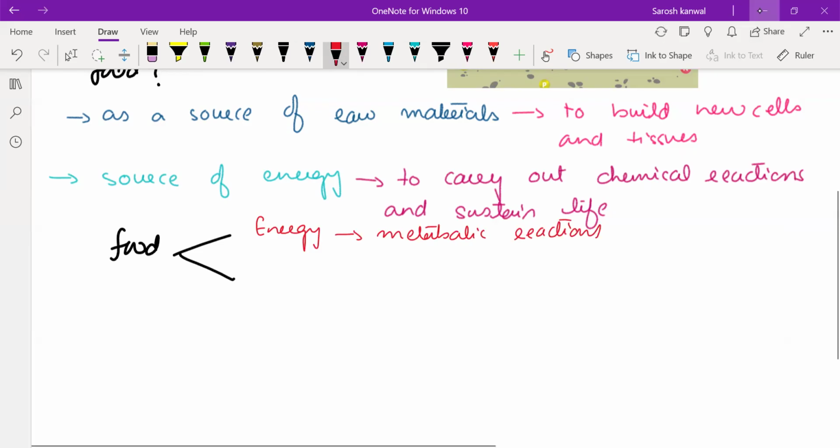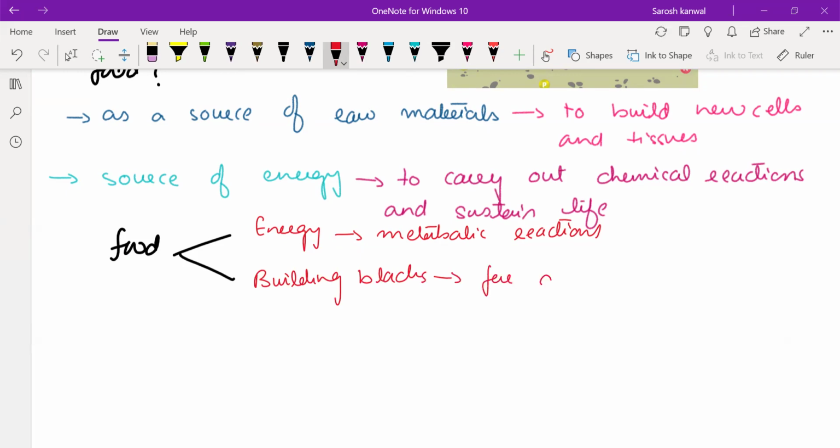And then, okay, can you hear me? All right. So it's energy that is needed for metabolic processes. And then we have the building blocks that are for growth and repair, right?